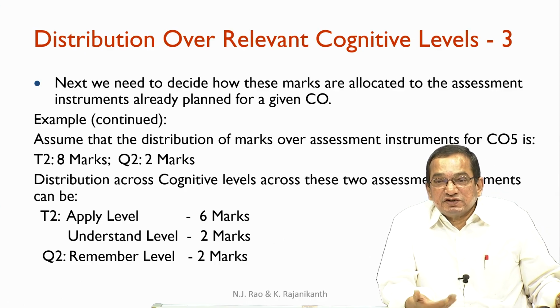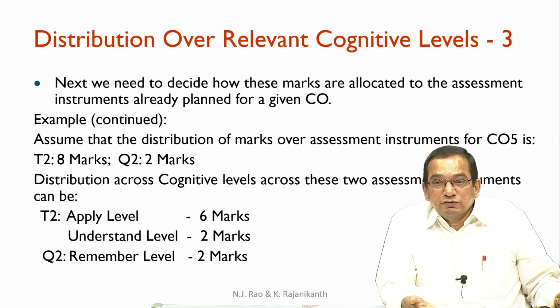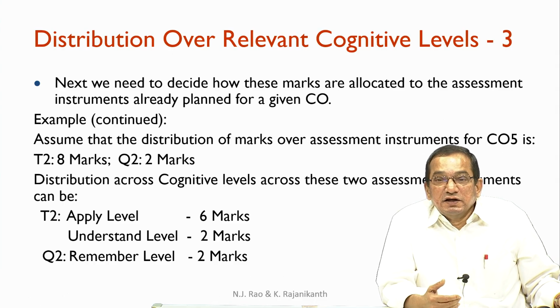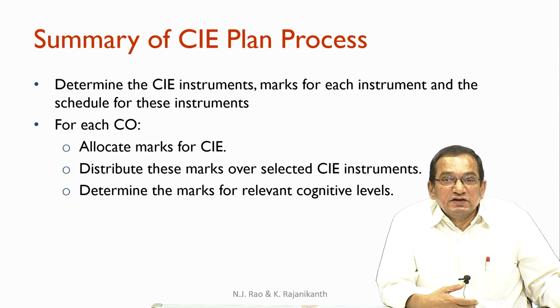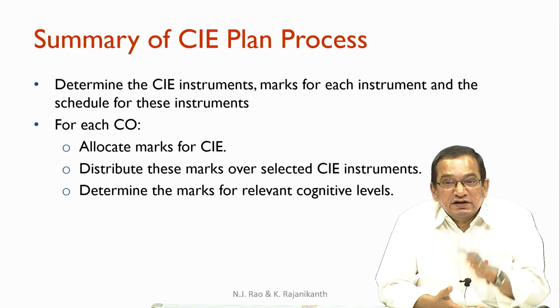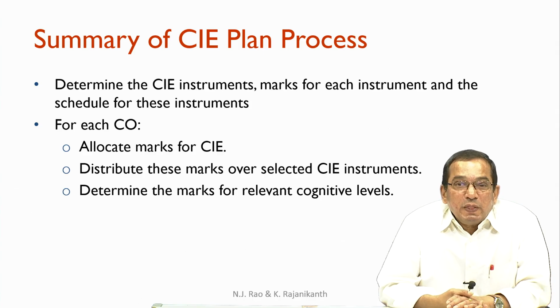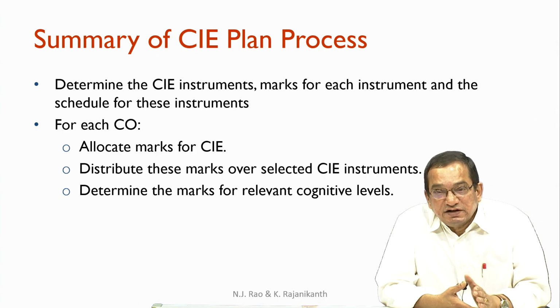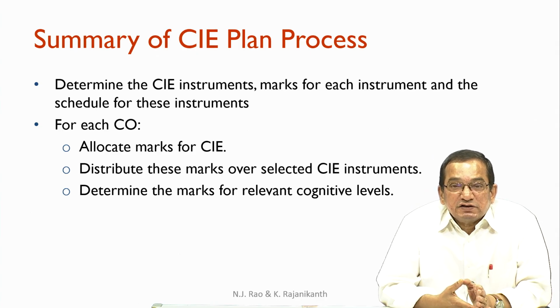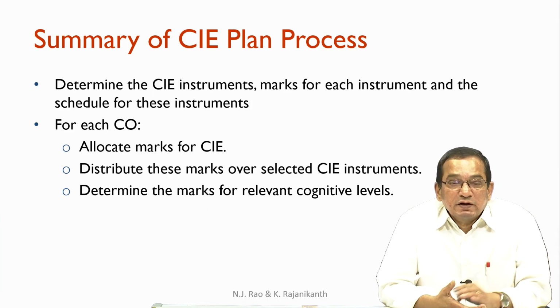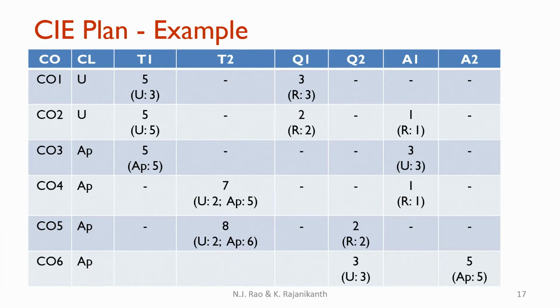For all COs, we must decide the total marks allocated to that CO, the assessment instruments in which that CO is going to be addressed, and the cognitive levels over which the assessment is to be distributed. So, that leads us to a summary of the CIE plan as shown below. Determine the CIE instruments, marks for each instrument and the schedule for these instruments, that is the first step. Then for each CO, allocate marks for CIE, distribute these marks over the selected CIE instruments, and determine the marks for relevant cognitive levels. So, if you do that, then we may get a table like this.